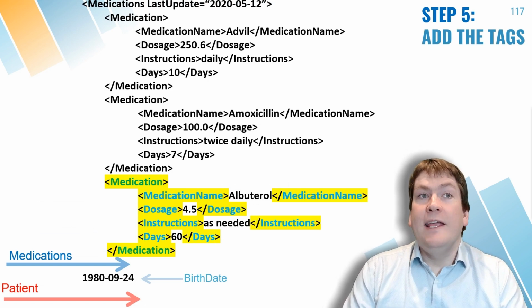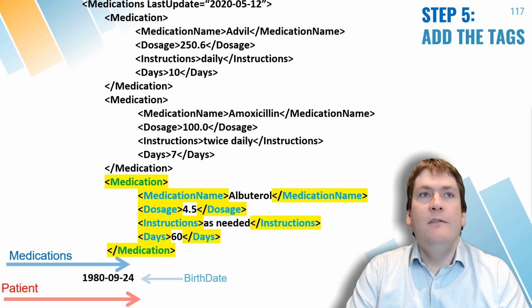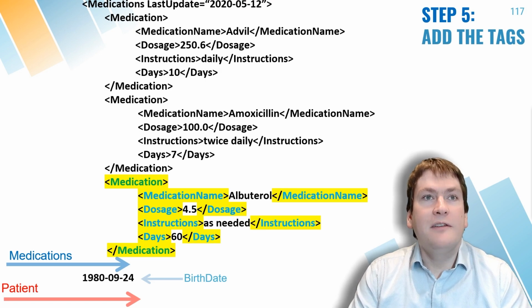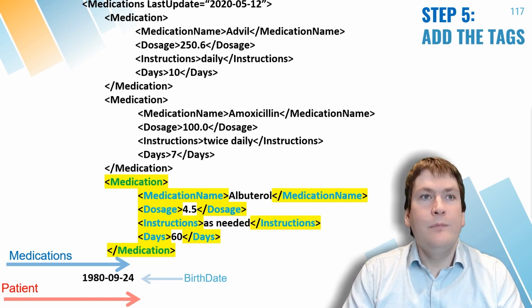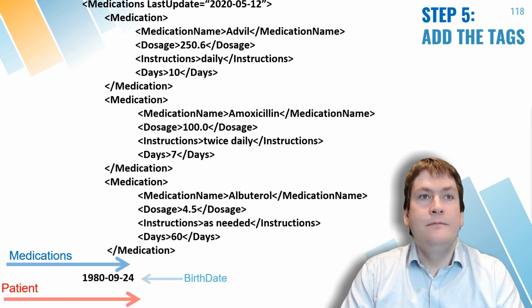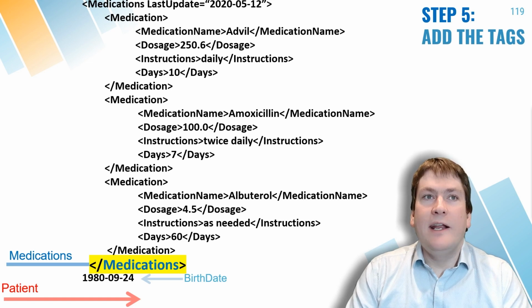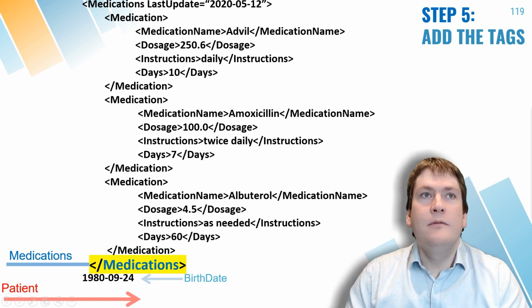So finally, we're at the end of the medication list. We have all our medications encoded as complex tags with simple tags in them. And now we have to close off the medication list. And we do that with a closing tag for medications. It has to match up here. We had an opening medications tag, so we needed a closing medications tag.